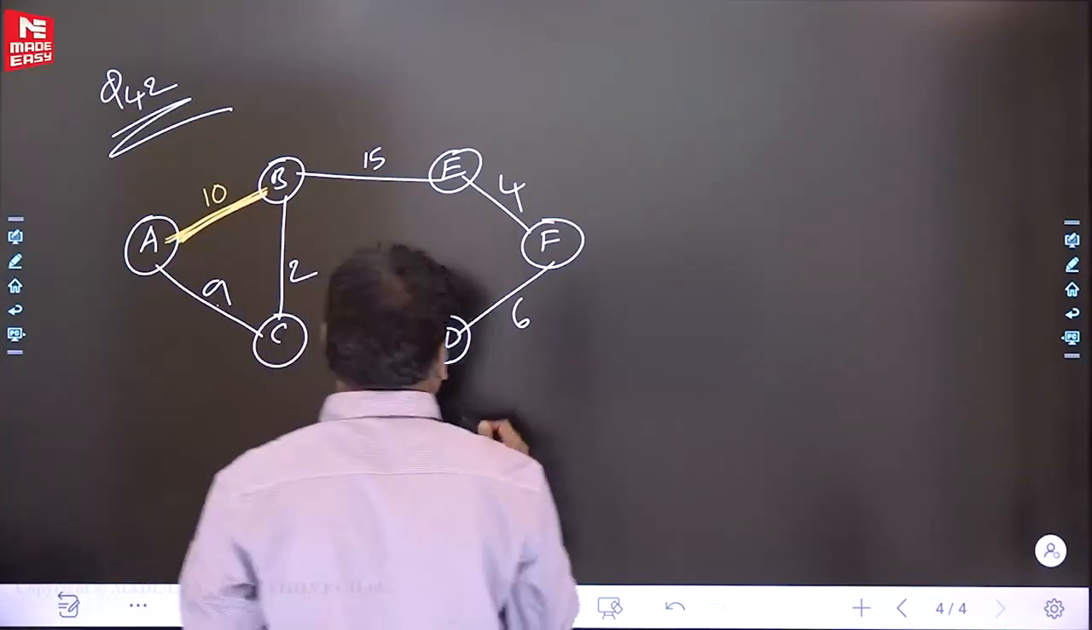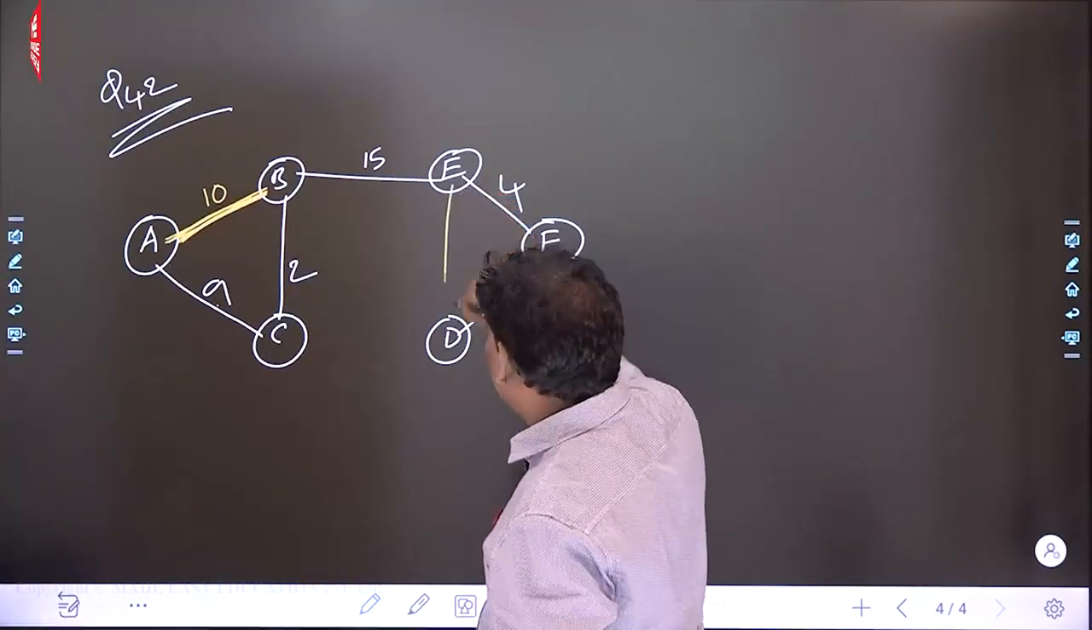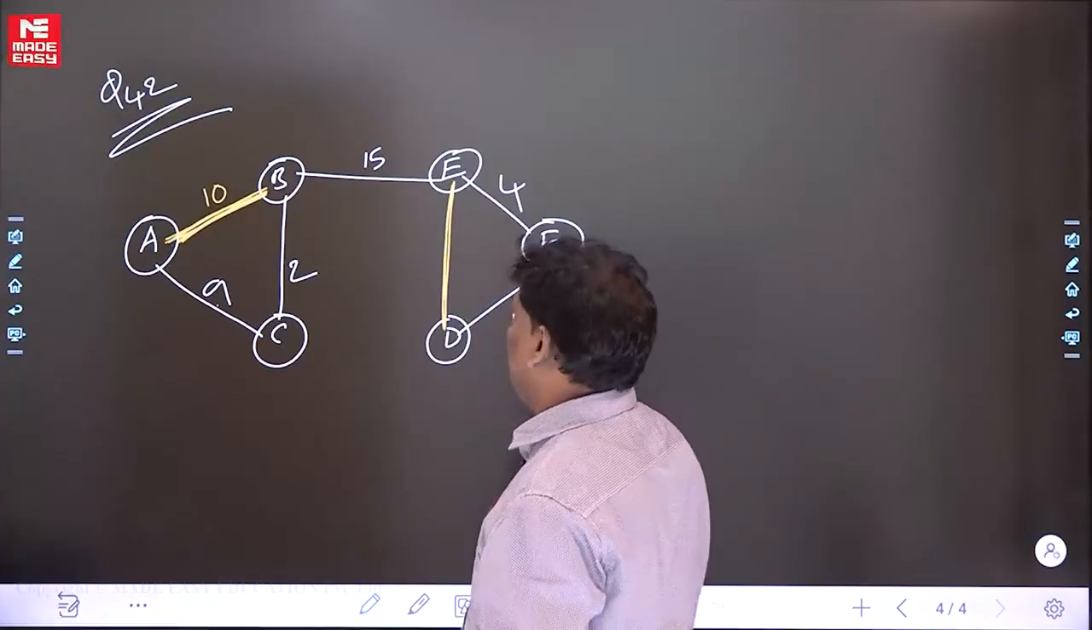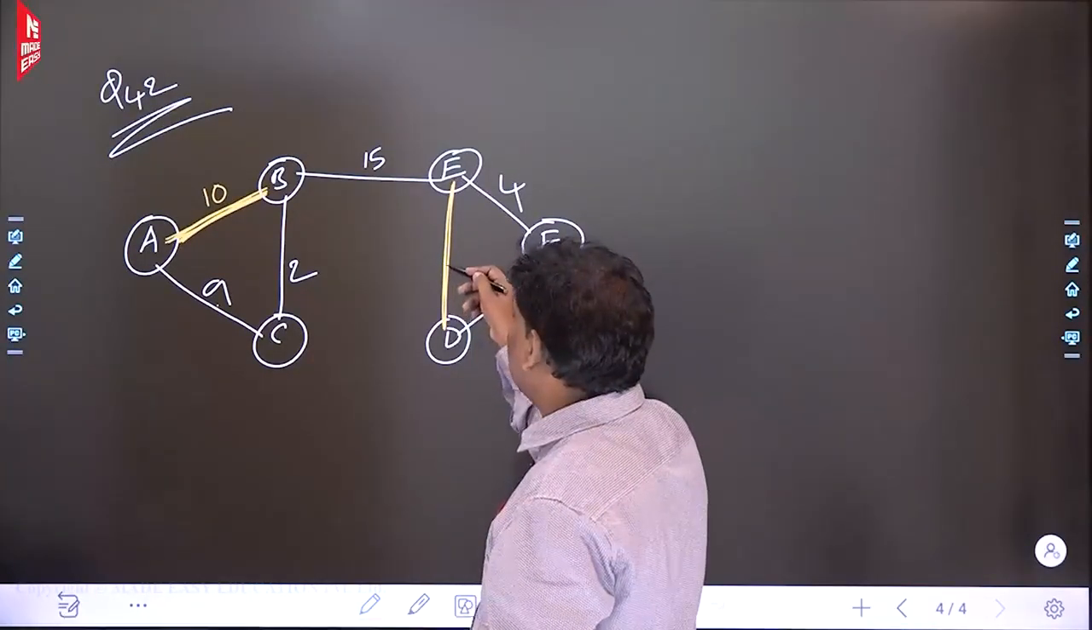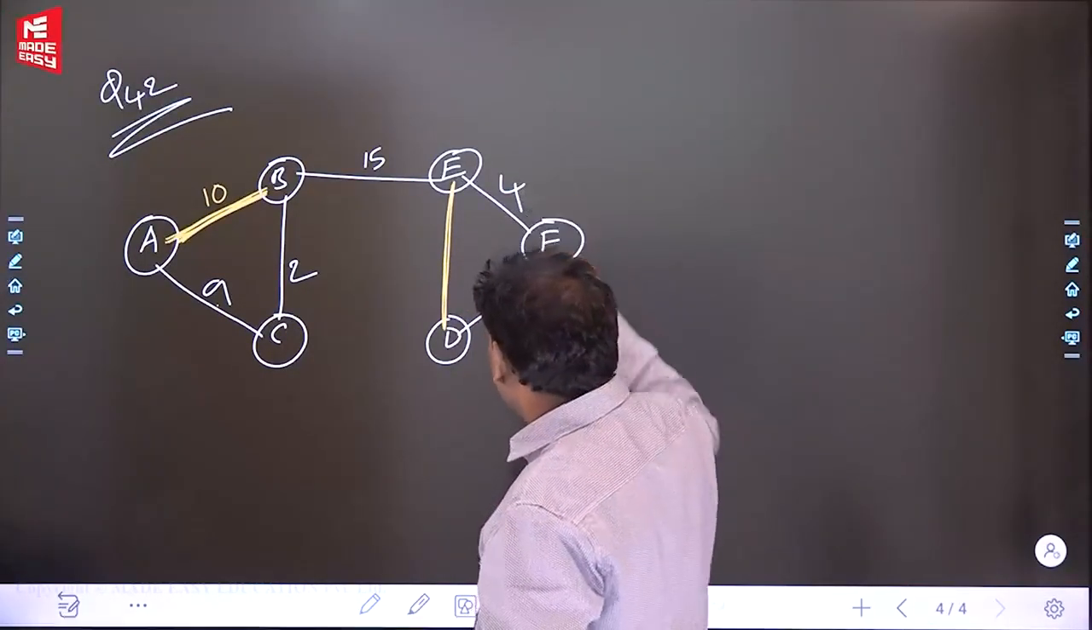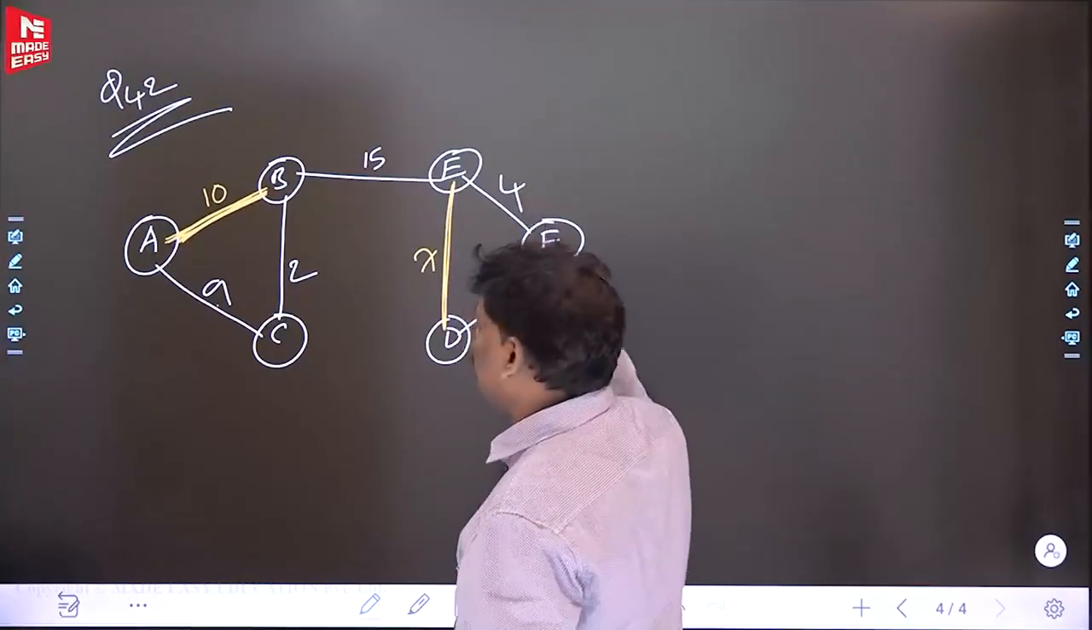Next one, one more. See this one? This edge weight also I want to find out. By adding this one, a cycle came. If a cycle came, why did you delete? This is larger than these two. Who is the larger here? 6. It will be 7.